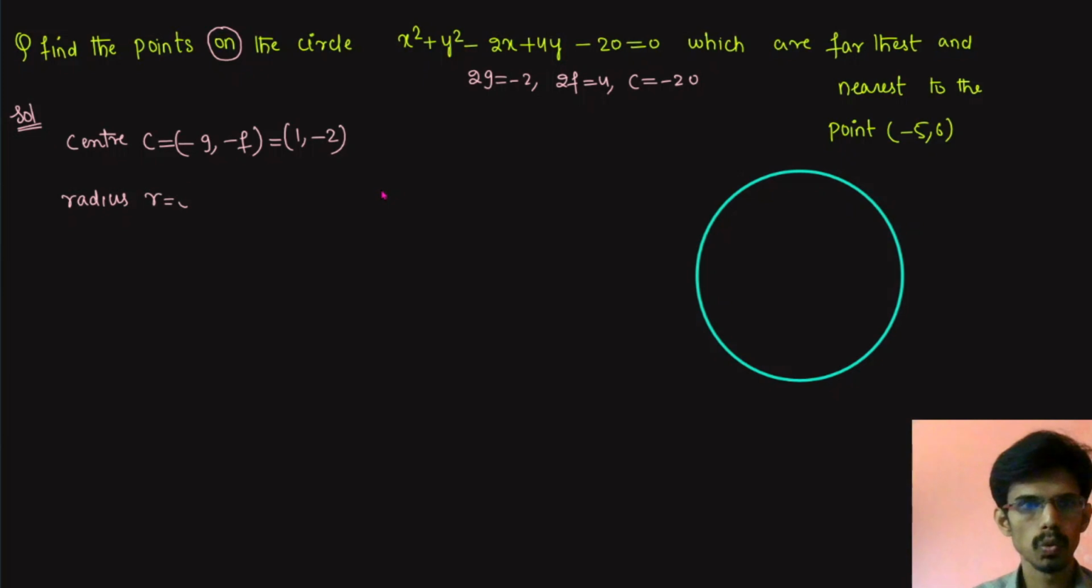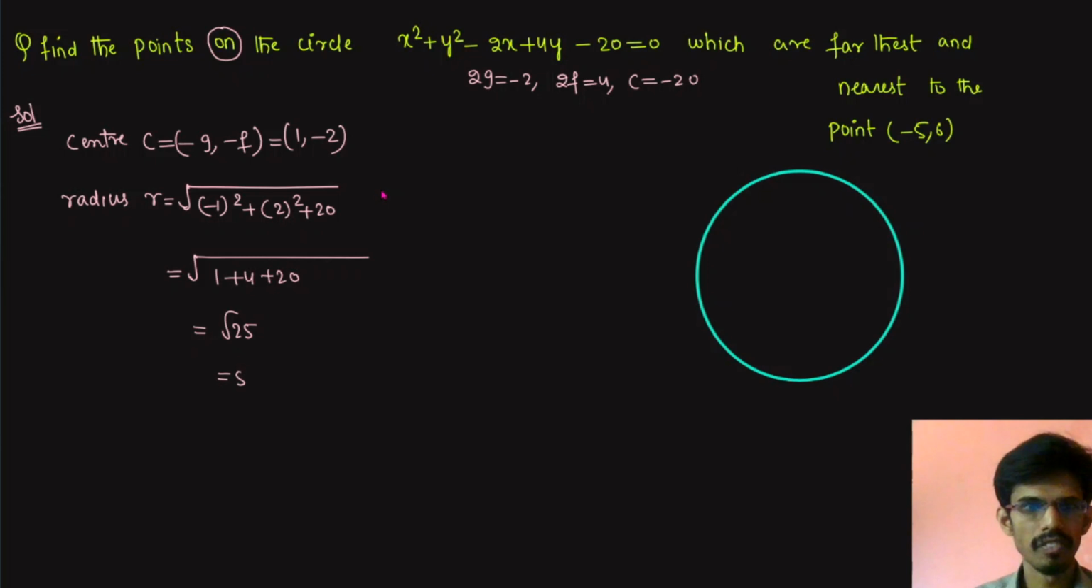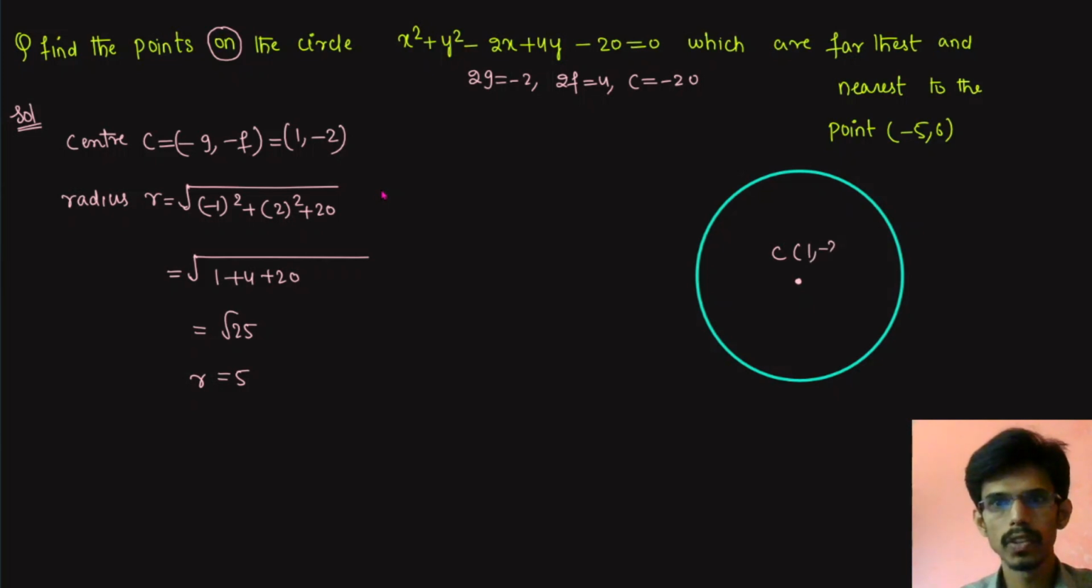R is equal to root over g square plus f square minus c, minus of minus will be plus 20. So the radius will be root of 1 plus 4 plus 20, 25. Root 25 value is 5. So radius we have 5. Now let us mark the center here. This is the center C, that is my (1, minus 2).